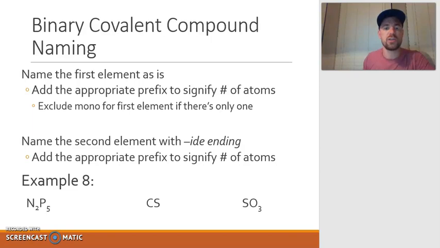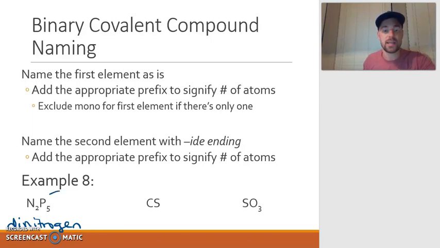N2P5. I notice this is a covalent compound because the two elements are nonmetals. So I'm going to use my covalent naming rules. First step, name the first element as it is. The element N is nitrogen. But what I'm going to do is add on to that a prefix to indicate how many nitrogens there are. Since there's two, I'm going to make this dinitrogen, and that's all one word.